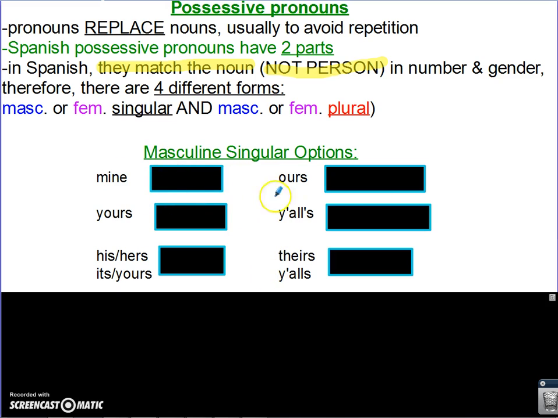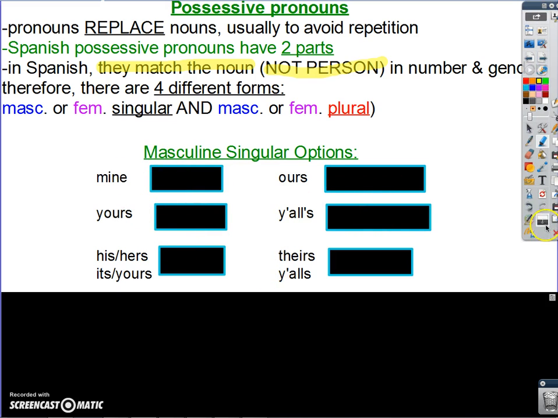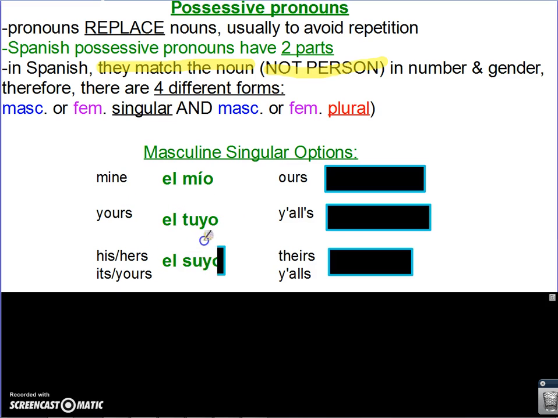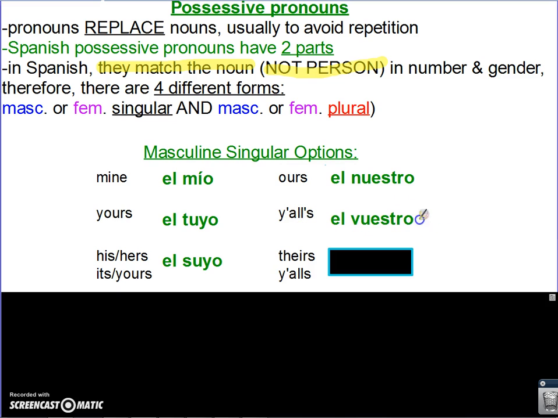Again, I have them set up in a conjugation chart fashion. If I want to say it's mine, referring to a book, I say el mío. Notice the accent on the í. If I want to say it's yours, el tuyo. His, hers, its, or yours formal is el suyo. Ours is el nuestro. Y'all's in Spain is el vuestro. And theirs or y'all's everywhere else is el suyo. So notice they have 2 parts. They have el plus the second word, like I said up here, 2 parts.